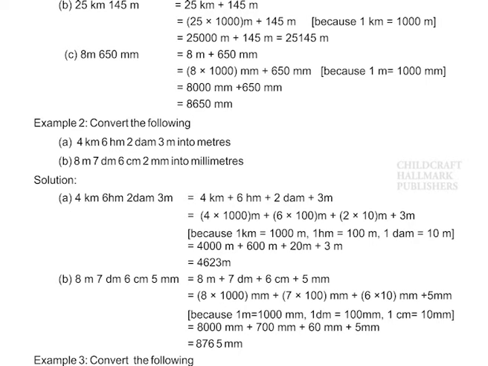8 meters, 7 decameters, 6 centimeters and 5 millimeters is equal to 8 meters plus 7 decameters plus 6 centimeters plus 5 millimeters is equal to 8 into 1000 millimeters plus 7 into 100 millimeters plus 6 into 10 millimeters plus 5 millimeters, because 1 meter is equal to 1000 millimeters, 1 decameter is equal to 100 millimeters, 1 centimeter is equal to 10 millimeters, is equal to 8000 millimeters plus 700 millimeters plus 60 millimeters plus 5 millimeters is equal to 8765 millimeters.